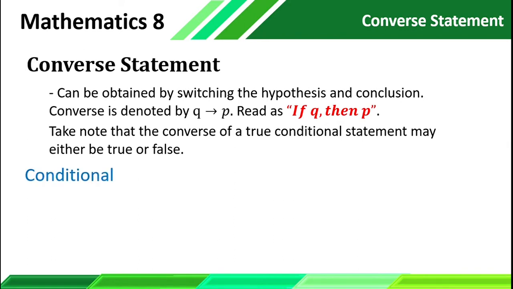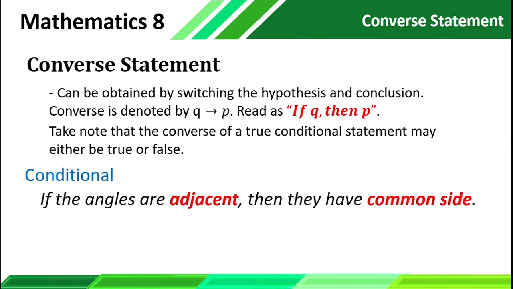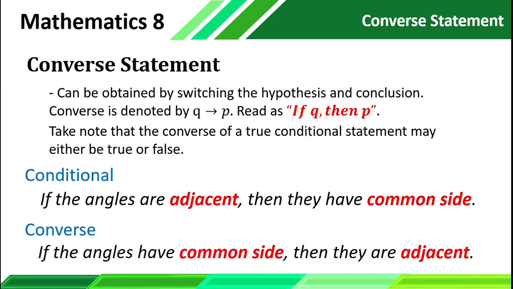Let's have an example. We have here a conditional statement: If the angles are adjacent, then they have a common side. Our hypothesis here is angles are adjacent. Our conclusion would be they have a common side. If we want to convert this into a converse statement, we need to switch the hypothesis and the conclusion. So it will become, if the angles have a common side, then they are adjacent.